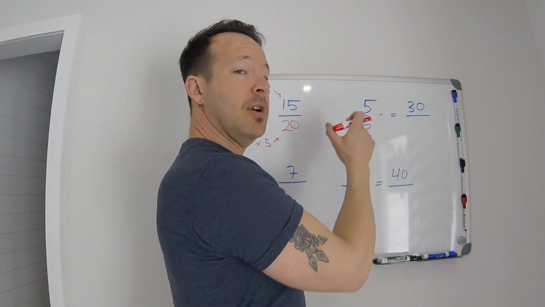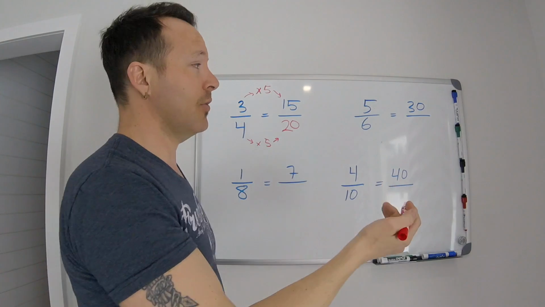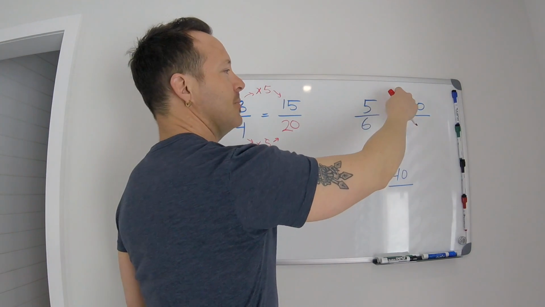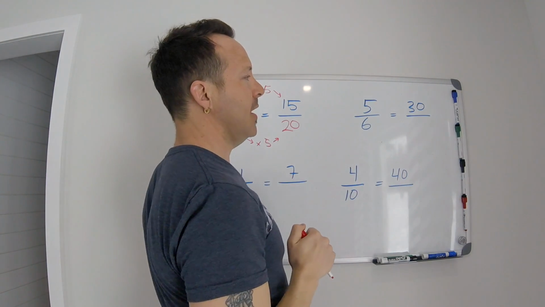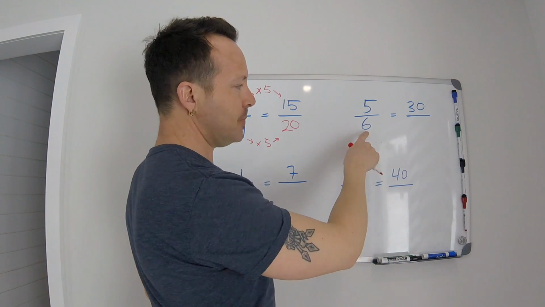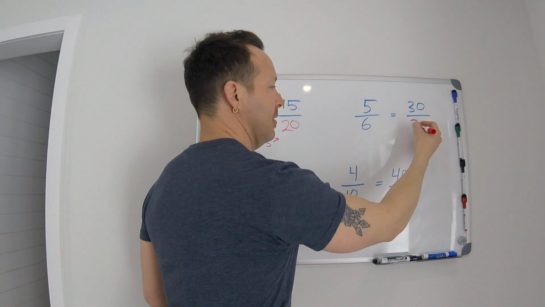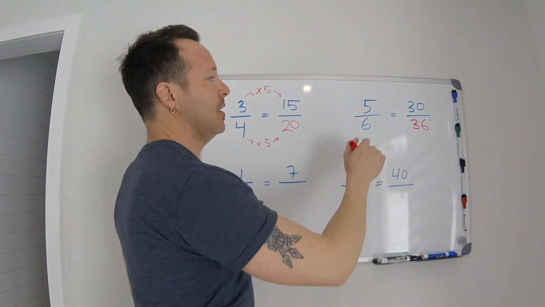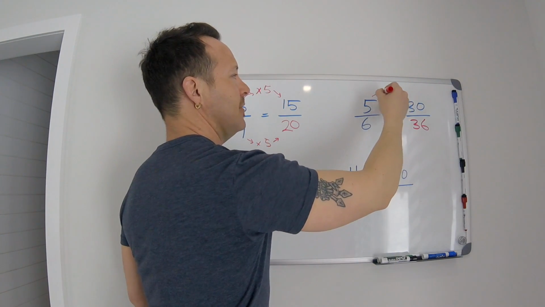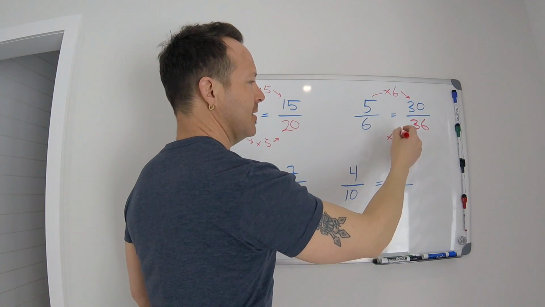5/6 equals 30 over what? I'm not going to write this one in. Let's just talk this one through. 5 times what is 30? 5 times 6 is 30. So that means 6 times 6 is 36. Okay, so I'll write it in now. 5 times 6 and 6 times 6.